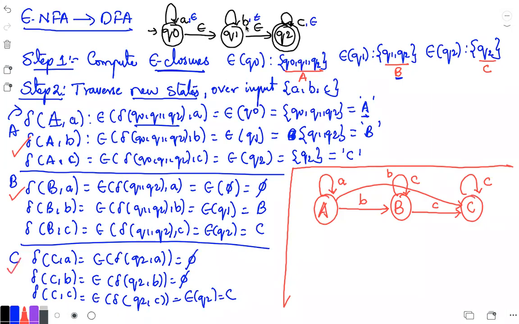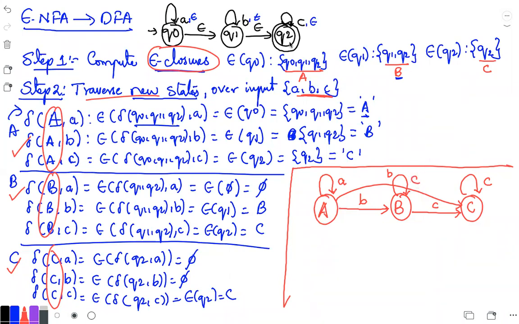So this epsilon-NFA is converted into a DFA in three simple steps. Compute epsilon closures and mark them with new names, the new states A, B, and C. Traverse the new states over the input. With this, the new paths have come, so with these new paths, make the DFA. Now, step 3, marking the final states.